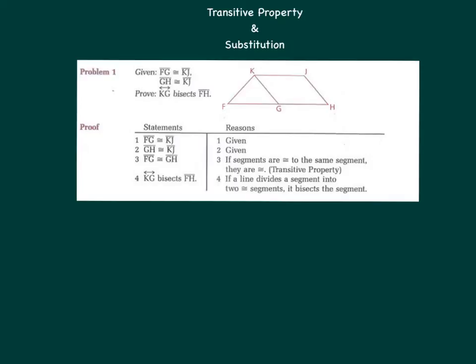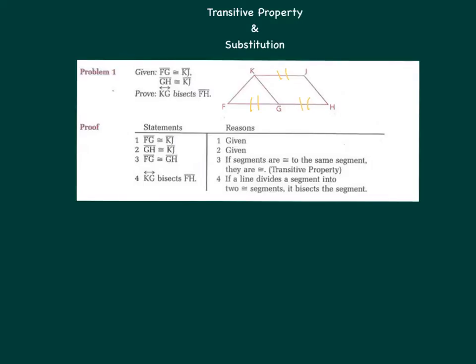So let's take the givens one by one. They tell us that FG is congruent to KJ. Okay, from the diagram, maybe that's believable, maybe it's not. And then they tell us, secondly, that GH, and I'll mark that with 2 tick marks, is congruent to KJ also. So now I have to put 2 tick marks on KJ, which means I have to put 2 tick marks on FG as well.